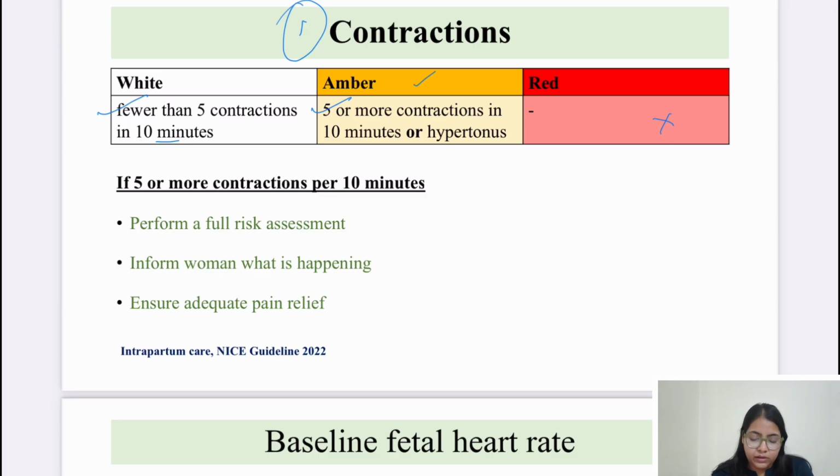So what will you do if it is of amber category, that is 5 or more contractions? You will do a full risk assessment. You will inform the patient what is happening and ensure adequate pain relief. There will be more contractions, so there will be more pain. You will also check, suppose oxytocin is ongoing, whether the dose is too high. You will reduce the dose or stop the oxytocin as per need. You will assess the vitals of the patient, per abdomen, fetal heart rate, per vaginum, everything, and then you will take the decisions accordingly. Then you have to provide adequate pain relief.